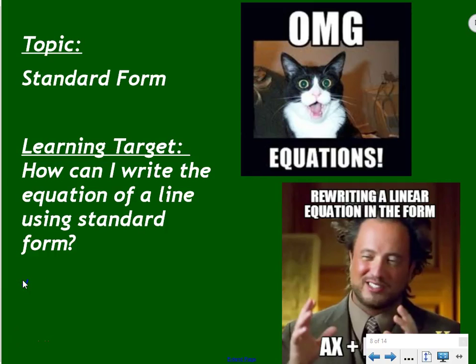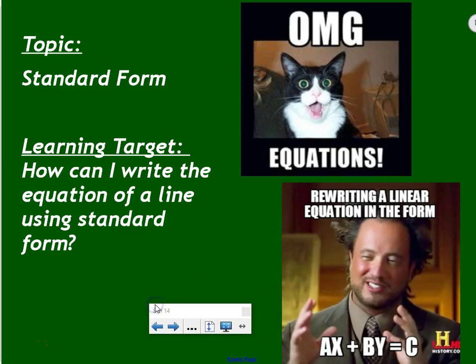Today we are going to be learning about standard form. It's our last form of linear equation. So how can I write the equation of a line using standard form?